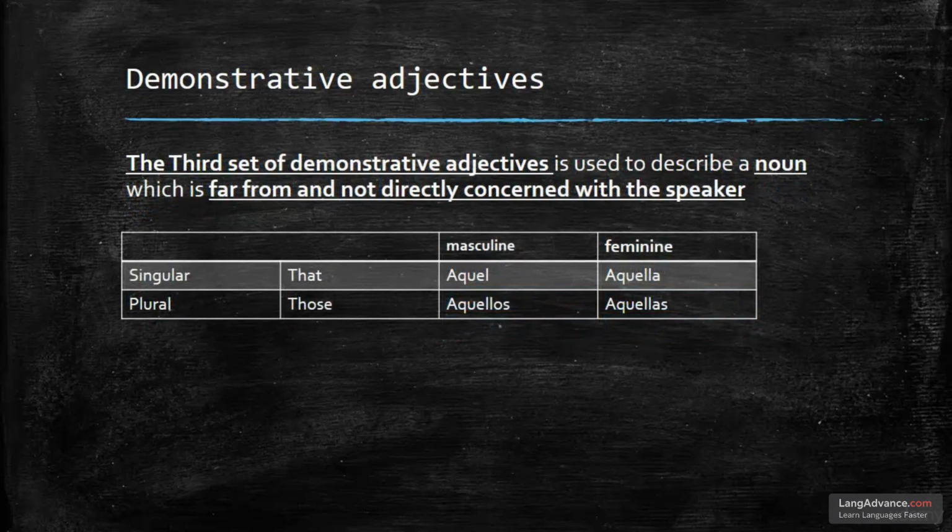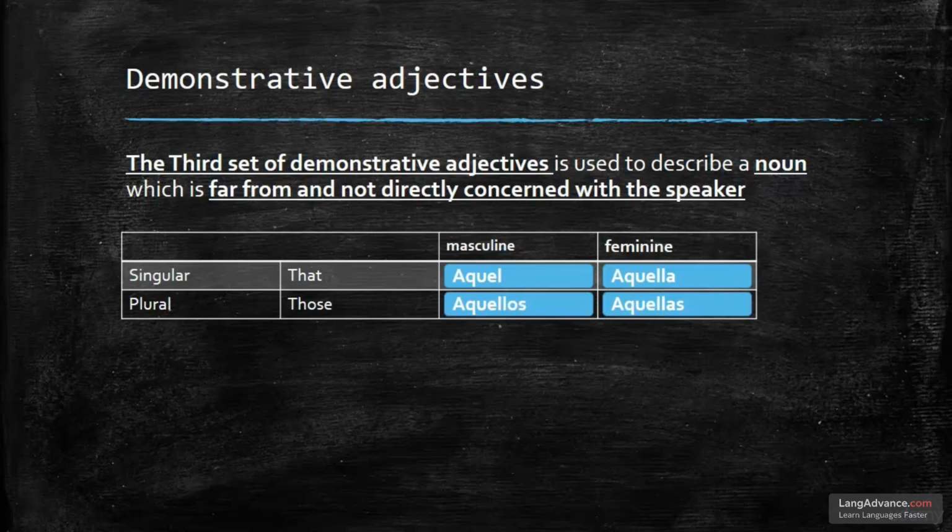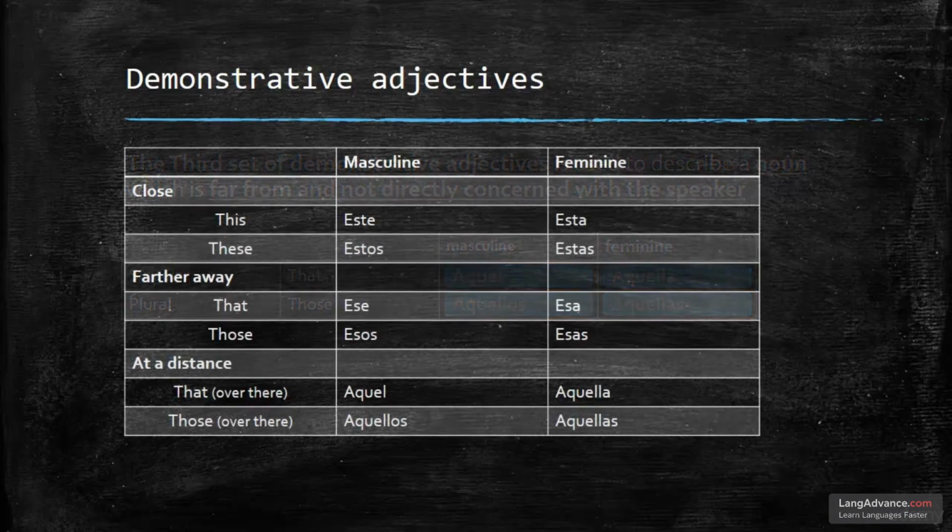The third set of demonstrative adjectives is used to describe a noun which is very far from and not directly concerned with the speaker. That and those are translated in a different way to describe such nouns. That translates to aquel with masculine nouns and aquella with feminine nouns. Its plural, those, will be aquellos with masculine and aquellas with feminine nouns.